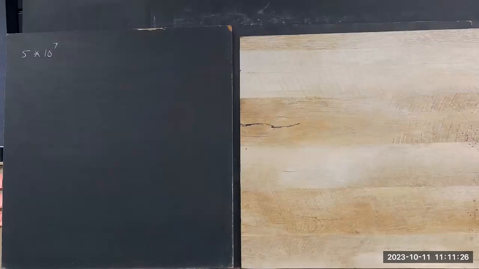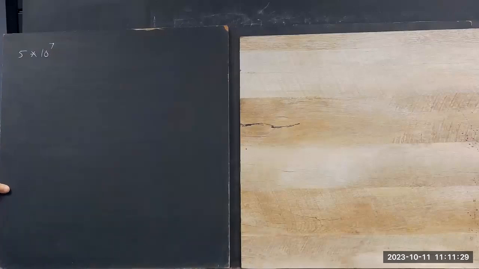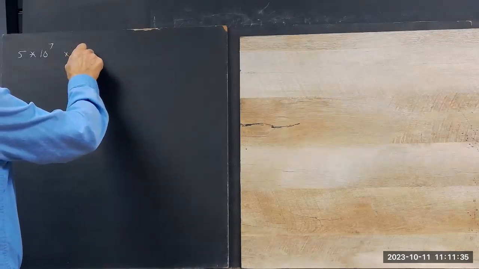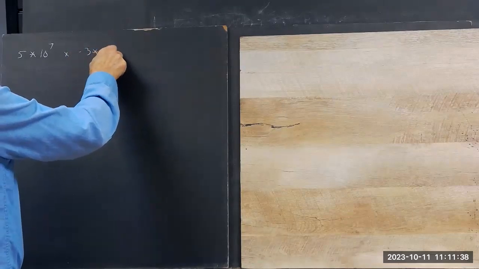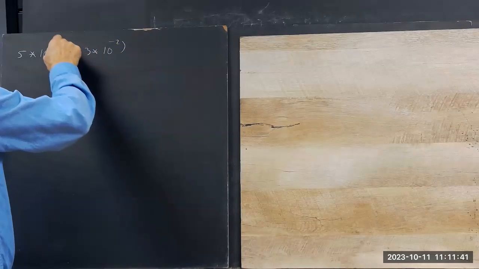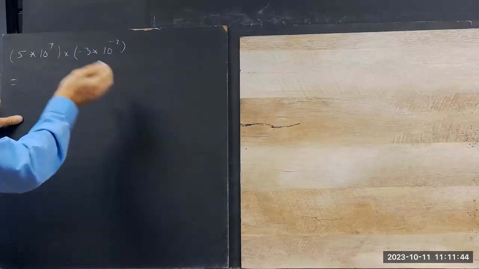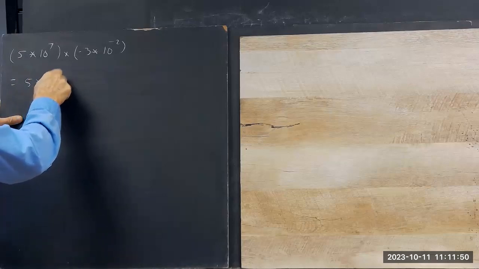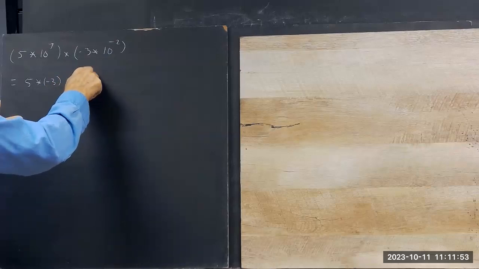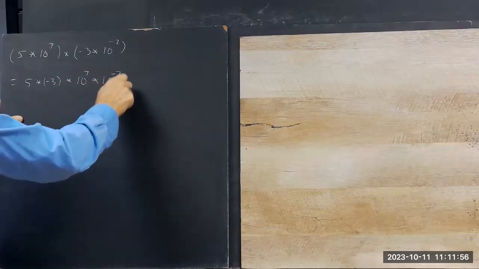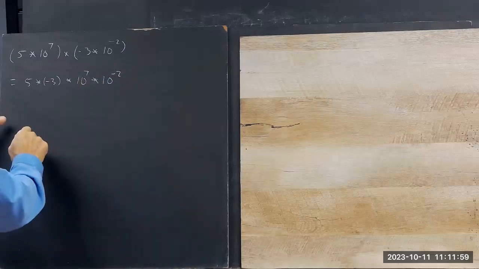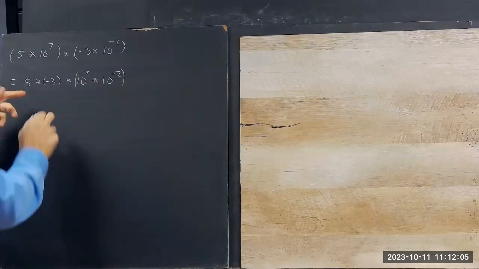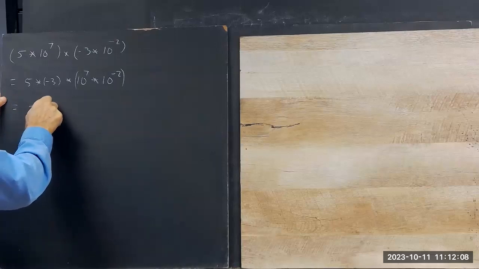Okay. So we got the third time, 5 times 10 to the 7th multiplied by -3 times 10 to the -2nd. Well, we can rearrange this as 5 times -3 times 10 to the 7th times 10 to the -2nd. And we're going to group the 10 to the 7th and the 10 to the -2nd. We're going to also multiply the 5 by the -3.